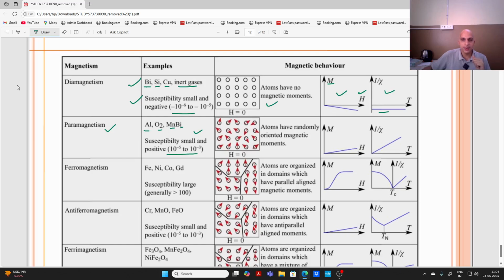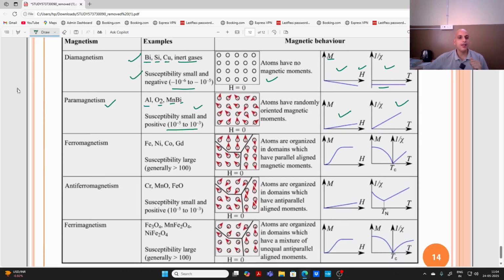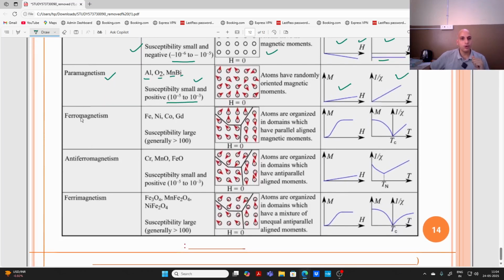I already explained this is the graph between M and H. You can see positive. This is 1 upon zeta versus T. Similarly, ferromagnetism: iron, cobalt, nickel, gadolinium. Susceptibility is large, greater than 100. Domains are there. M versus H graph, and this is the 1 upon zeta versus T graph here. Two graphs are given.